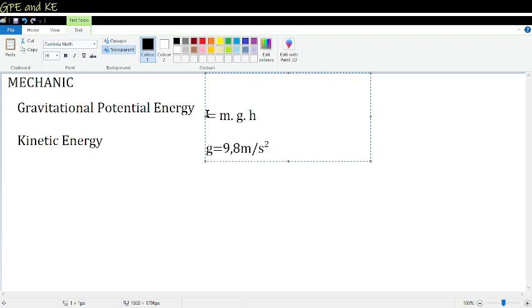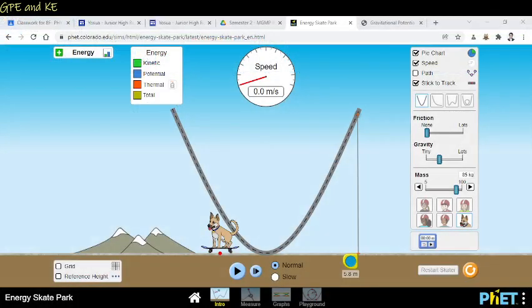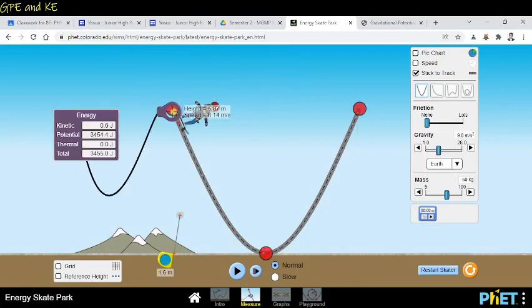Let's calculate. Okay, there is a skater girl here. The position is 5.87 meter, the gravity is 9.8, and the mass of the girl is 60 kilogram.